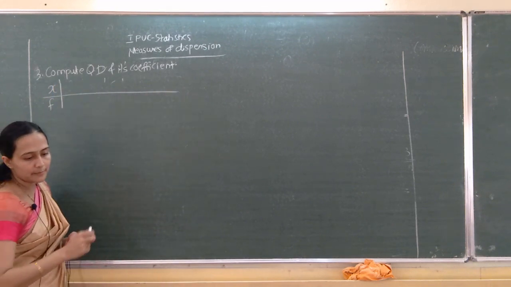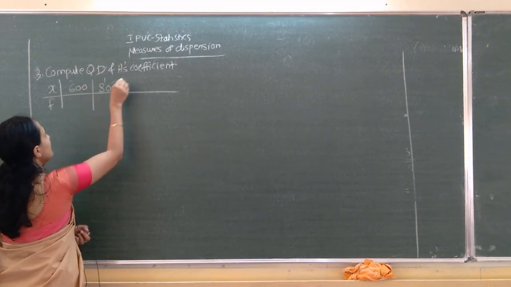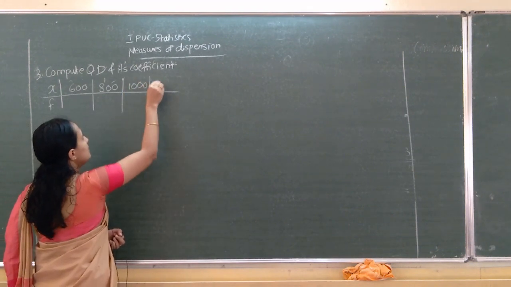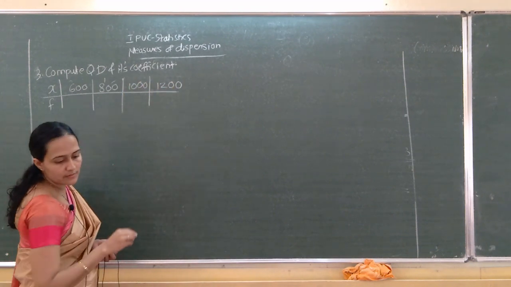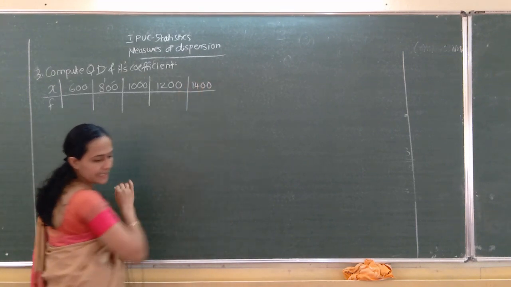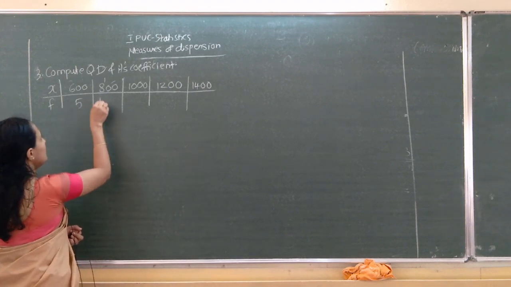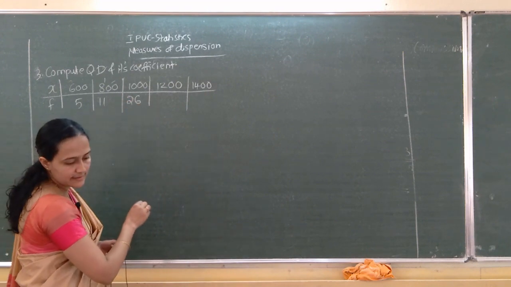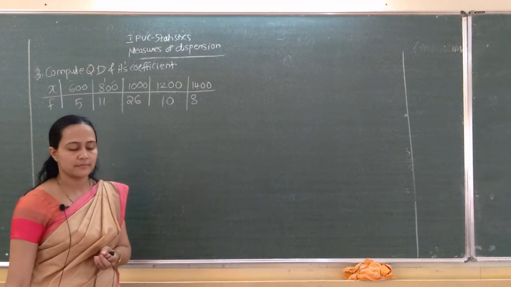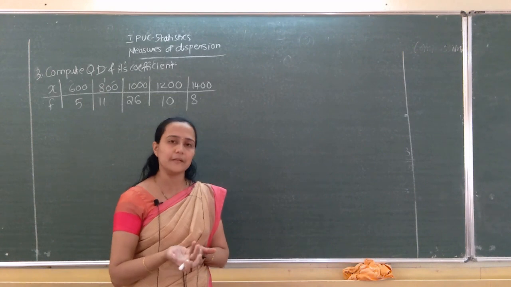X values given 600, 800, then 1000, then 1200, 1400. Next f values 5, 11, 26, 10, 8. This is the question. Clear na? X values given, f values given, similar to previous problem.